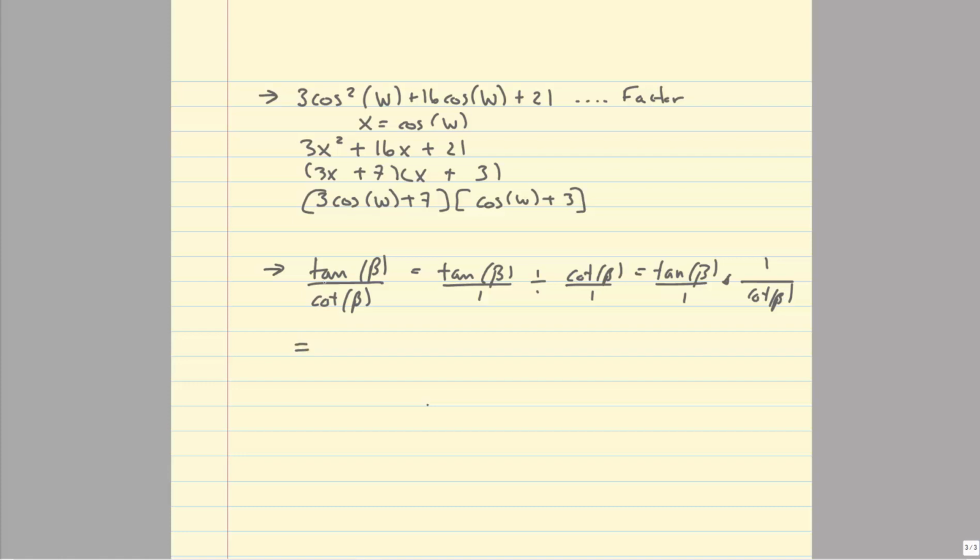Tangent beta over 1. And then here I have this 1 over cotangent beta. Well, remember, 1 over cotangent beta is the same as tangent beta, and I can write that over 1. So remember, if we look back at all of the different identities that we have, 1 over cotangent was equal to tangent. So this is my reciprocal. So from here, I'm going to write in that that was my reciprocal identity.